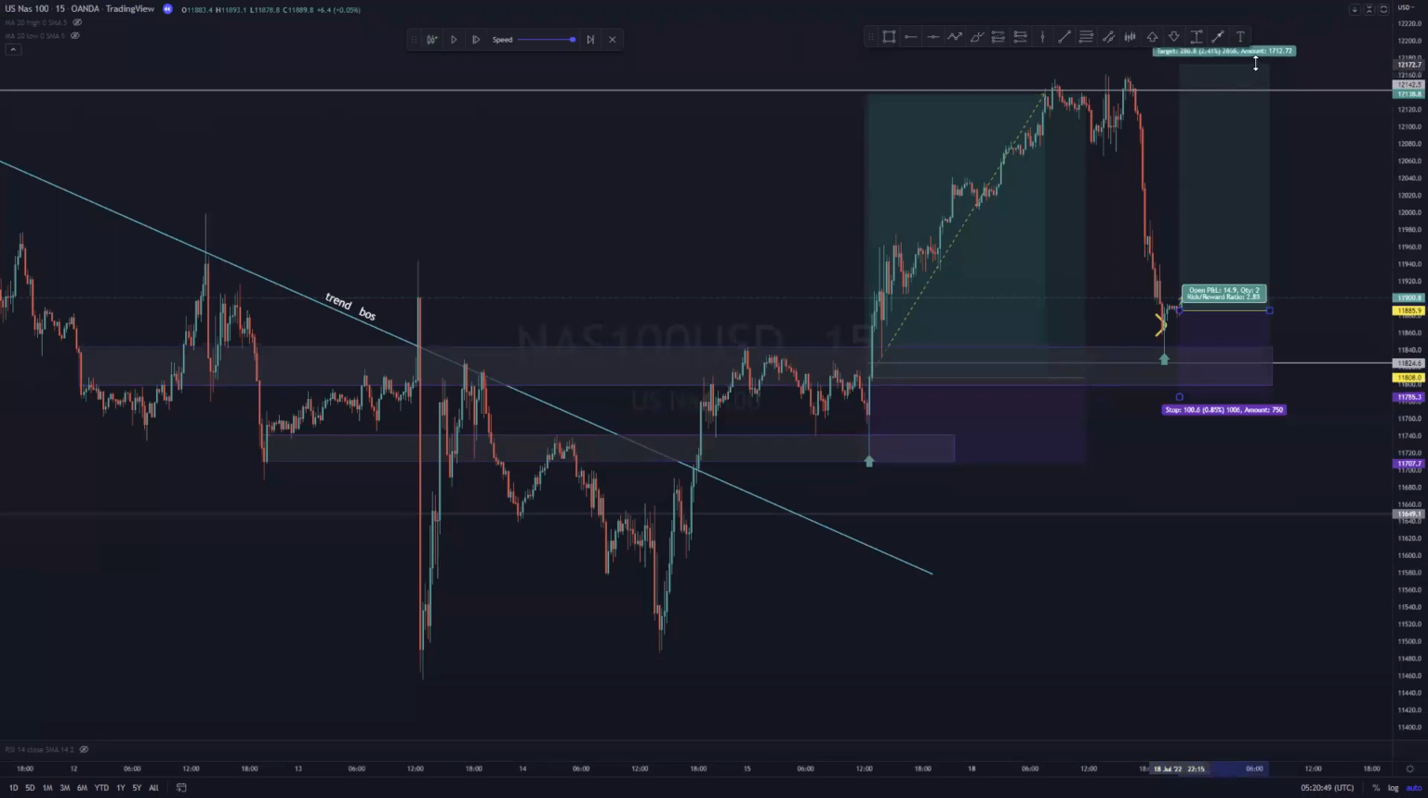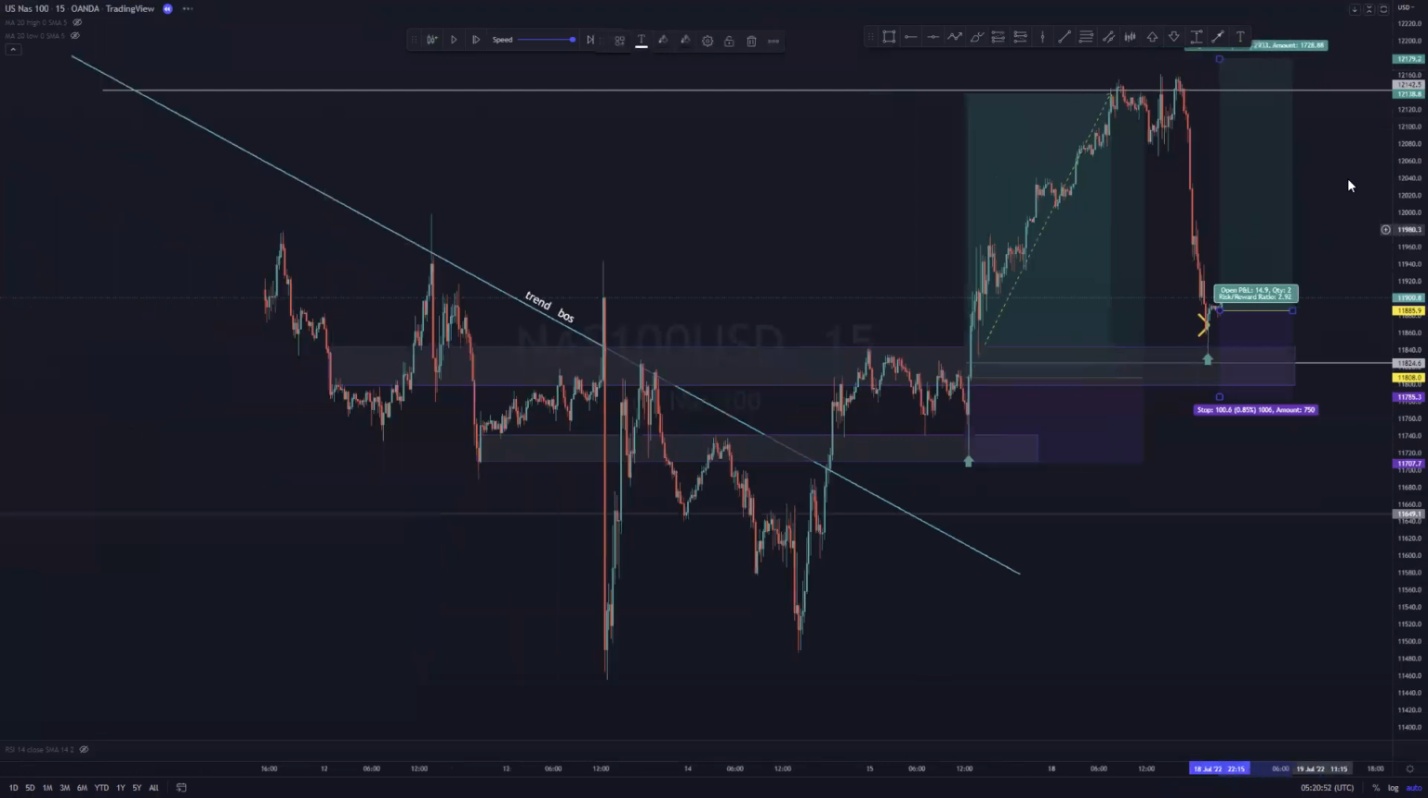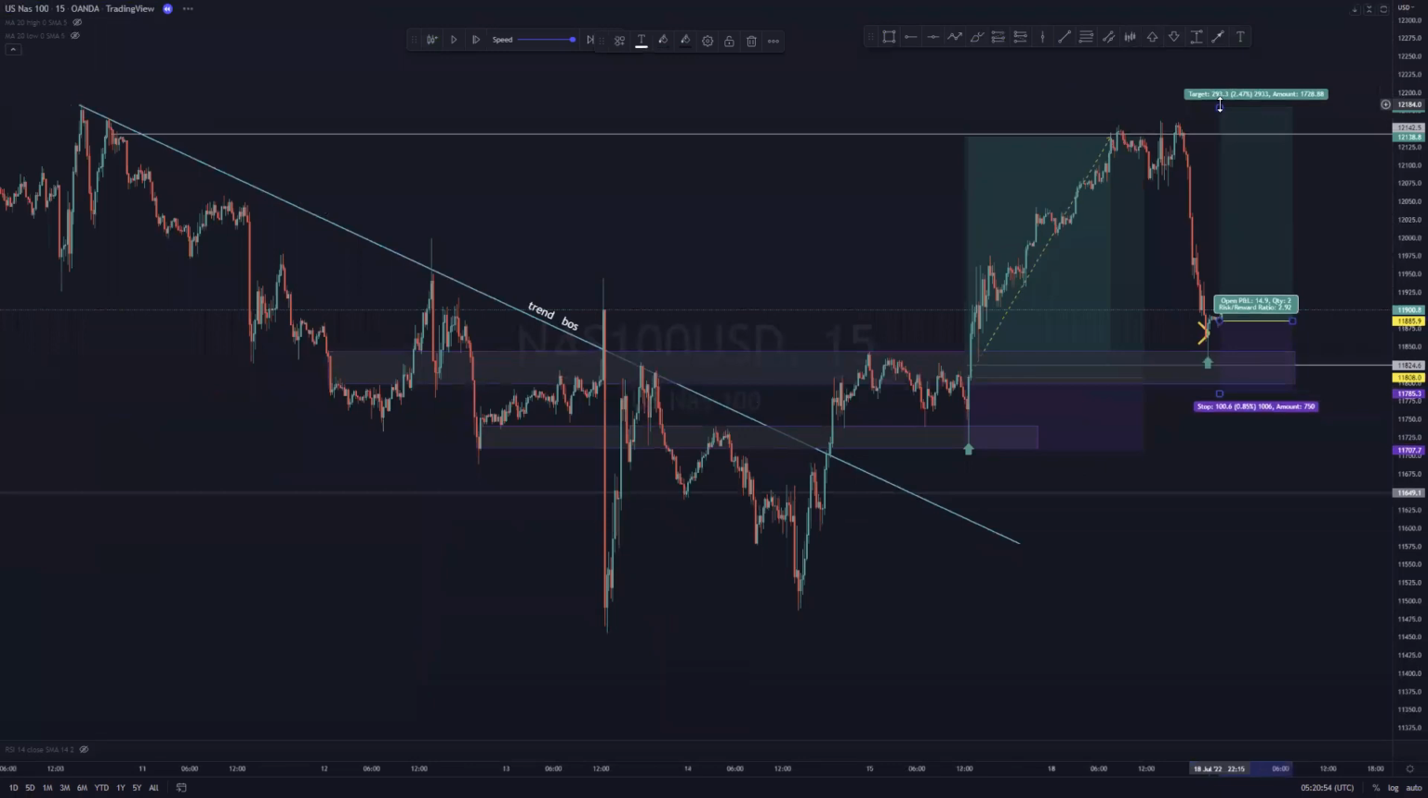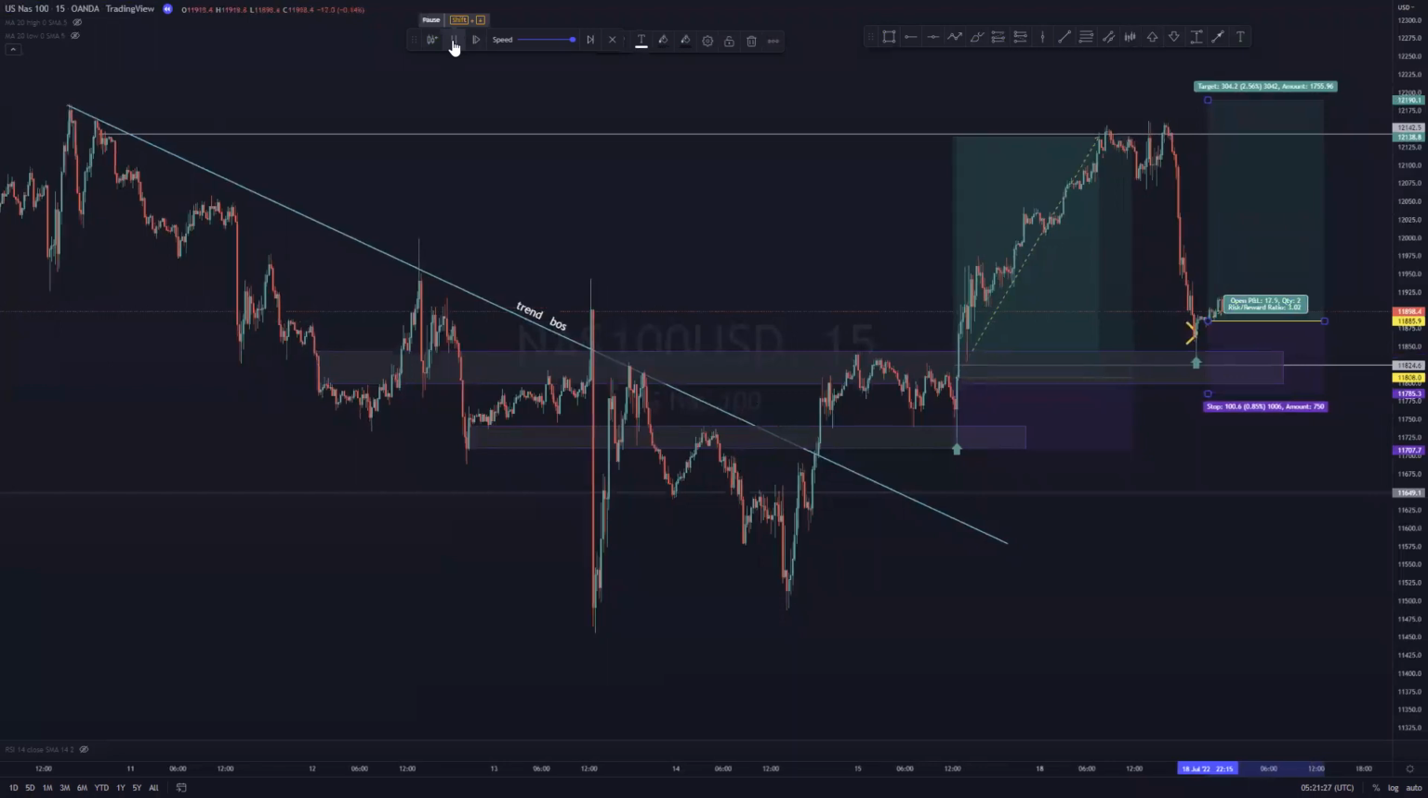like 300 ticks on this trade. Okay. So even if we going to lose this trade, we can still have 200 ticks as profit. So we entered this trade with confidence. Okay, let's see what happened with this trade.